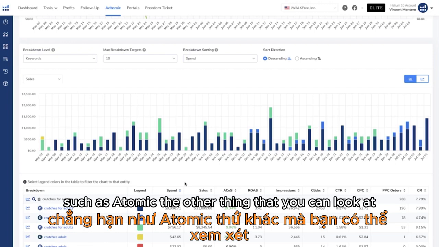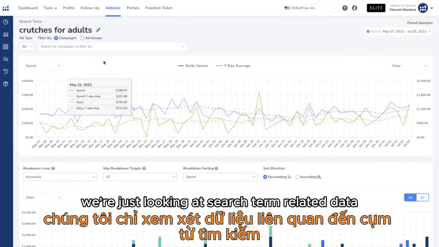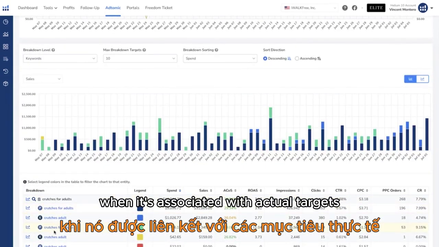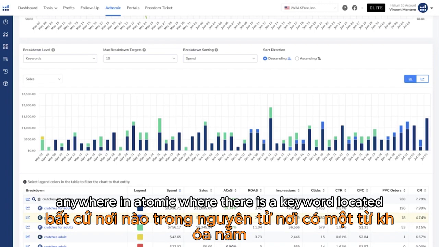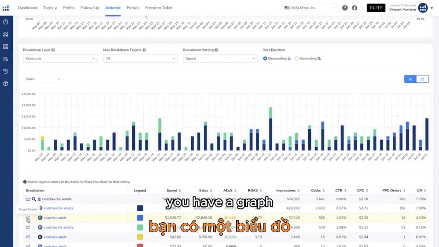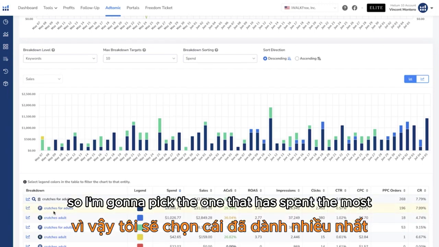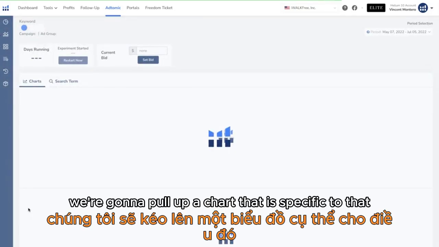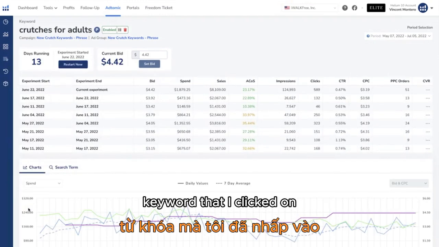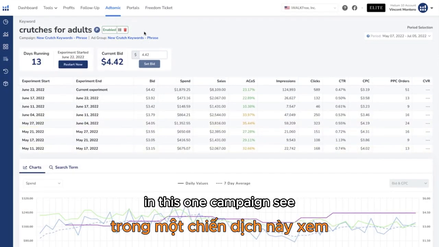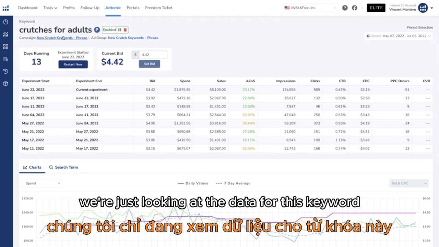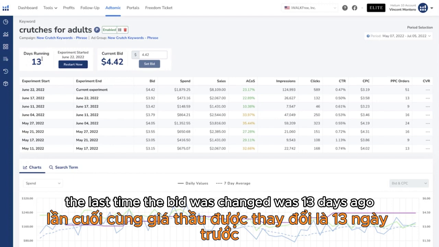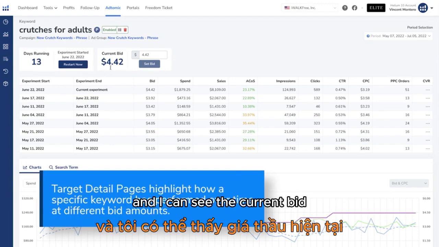The other thing that you can look at, because right now, again, we're just looking at search term related data, we have additional data that you can look at when it's associated with actual targets. So again, anywhere in Atomic where there is a keyword located, you have a graph. So I'm going to pick the one that has spent the most, because there might be significant data there. And we're going to pull up a chart that is specific to that keyword that I clicked on in this one campaign. As you can see, we're just looking at the data for this keyword in this one particular campaign and ad group. I can see that the last time the bid was changed was 13 days ago, and I can see the current bid.